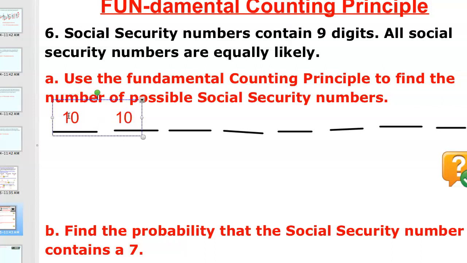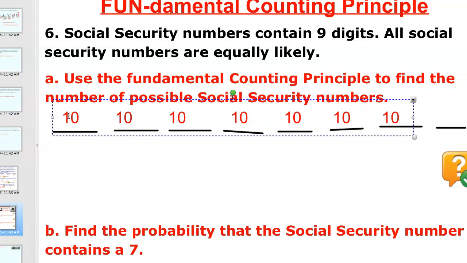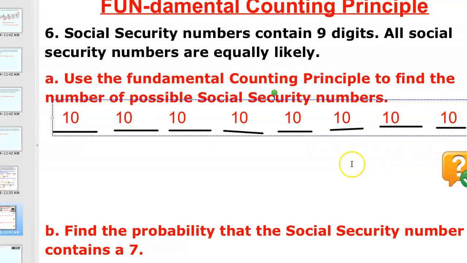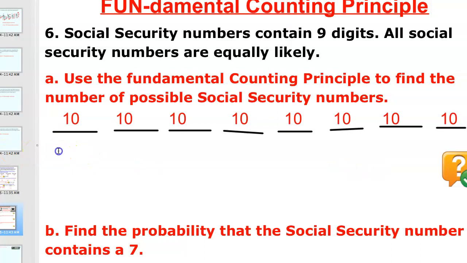There are 10 possible digits for the second, 10 for the third, 10 for the fourth, 10. So each one of your numbers in your Social Security, there's 10 possible outcomes, okay? So that means to find out how many possible outcomes there are, I have to multiply all of them. 10, 9 times, right? That's just 10 to the power of 9.